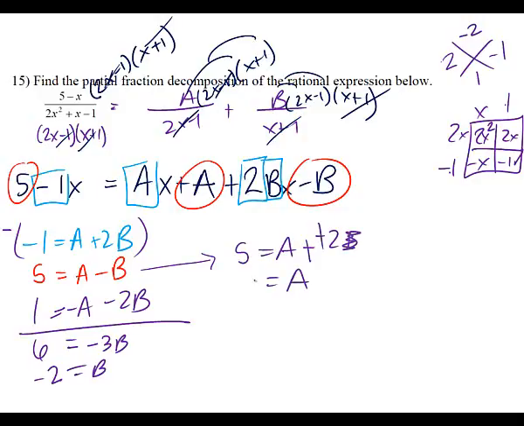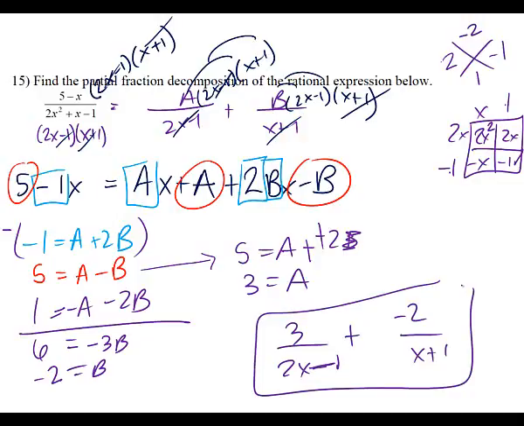A equals 3. So then we rewrite it as 3 over 2x minus 1 plus negative 2 over x plus 1. All right, 2 more. And we've got it.